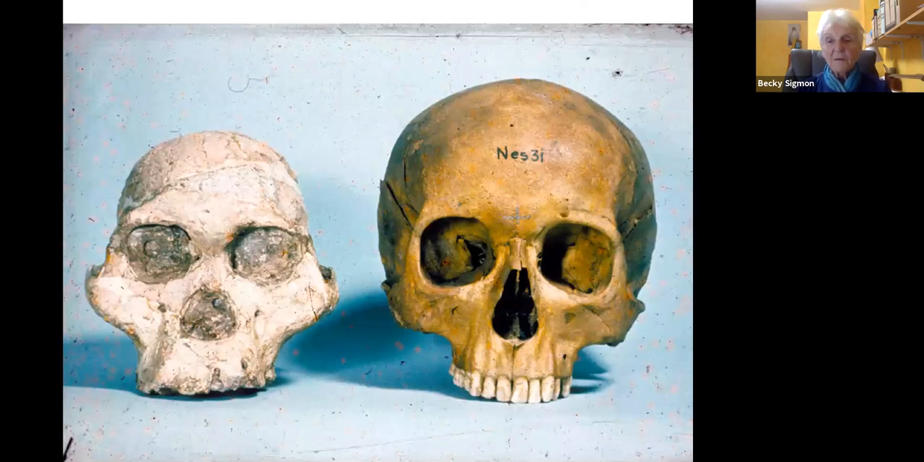We can see a comparison here of a modern human on your right-hand side with Mrs. Ples. Her actual notation is STS 5 for Sterkfontein number 5. And the Ples stands for a name which is no longer in use, and that is Plesianthropus transvaalensis. We don't want to call her that. Over the years, it's been found that there is one primary genus, and that's Australopithecus. And she would have been the one that actually proved that there is this genus.